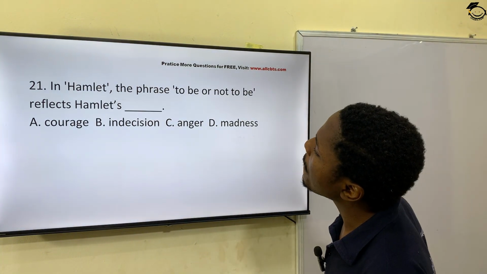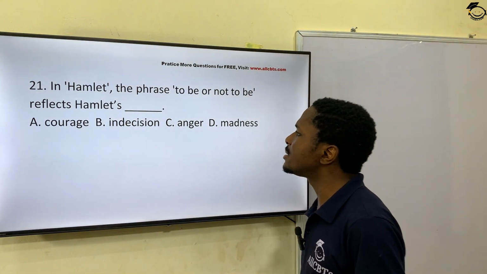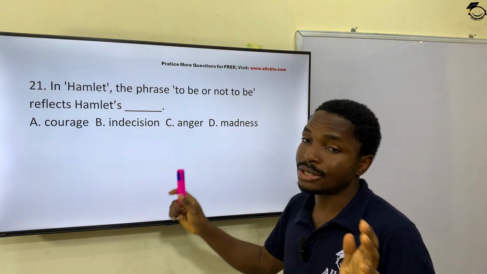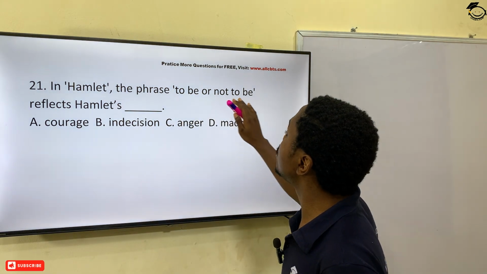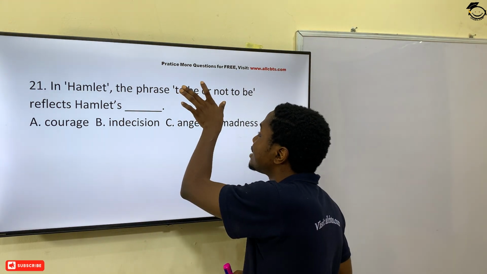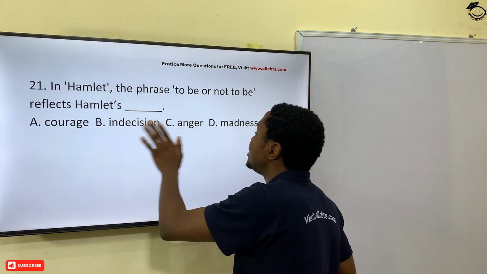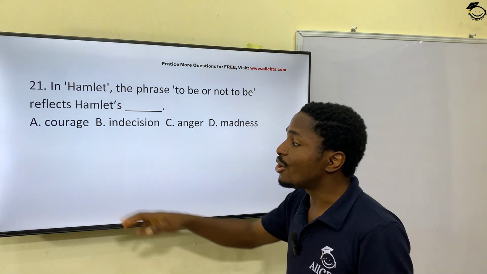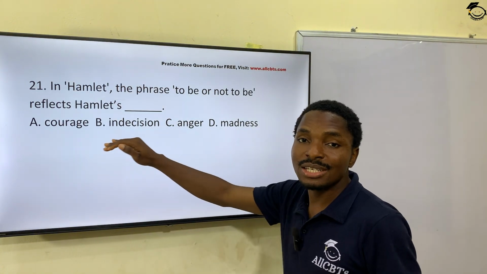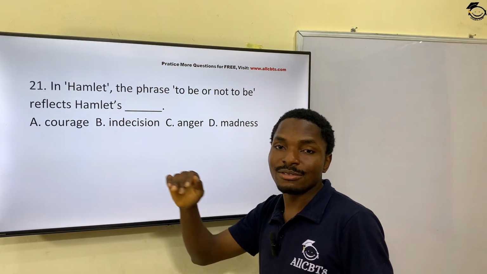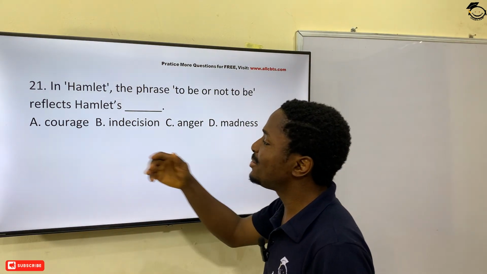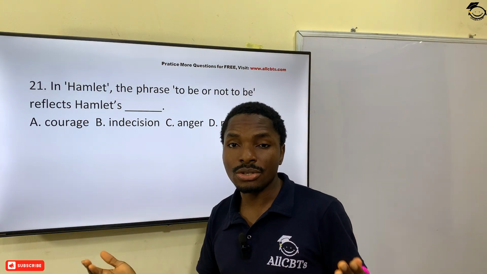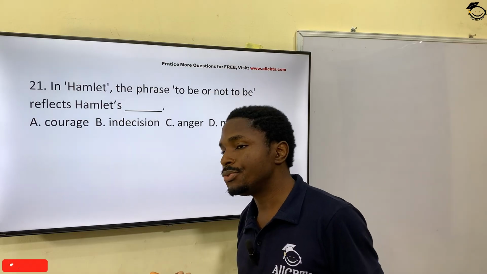21 now. In Hamlet, the phrase "to be or not to be" reflects Hamlet's dash. When you read this statement, what does it tell you from these options? Is it courage? Indecision. It's indecision. Should I go? Should I not go? Should I do it? Should I not do it? So "to be or not to be" reflects Hamlet's indecision. He didn't know what to do.